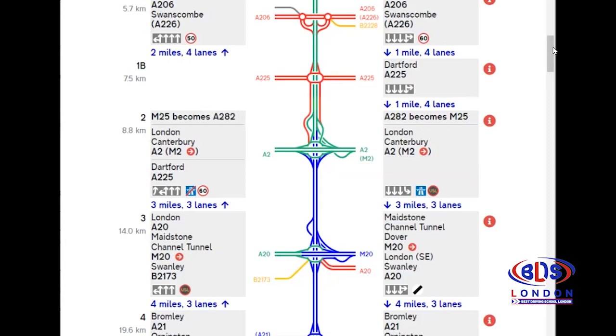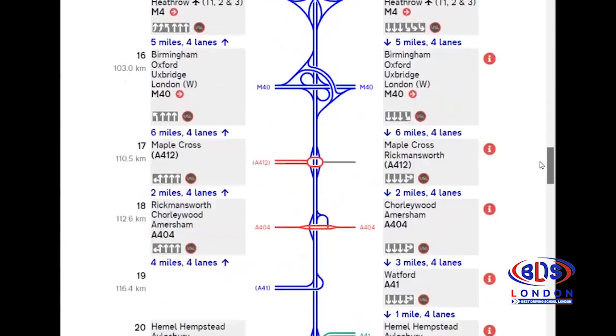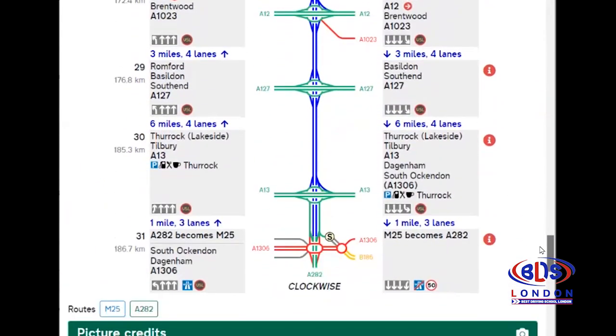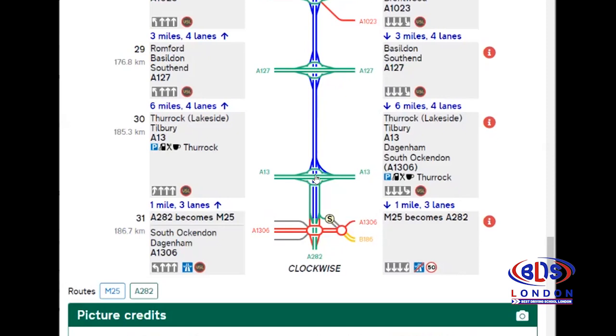Then it remains the M25 all the way around clockwise, go to Heathrow, go around to the M1, M11, all the rest of those. And then the moment that M25 crosses the A13, it becomes the A282 again to go under or over the bridge at Dartford. Interesting, very interesting. And remember, that has to do with vehicular traffic. That's why they made it like that. And it also, to a large extent, helps learners get an opportunity to drive on a bit of a faster road as well.